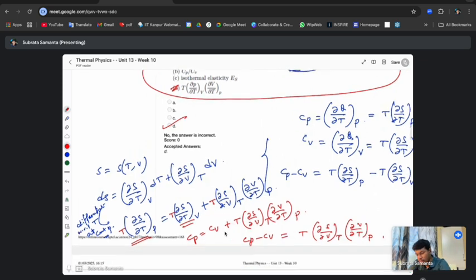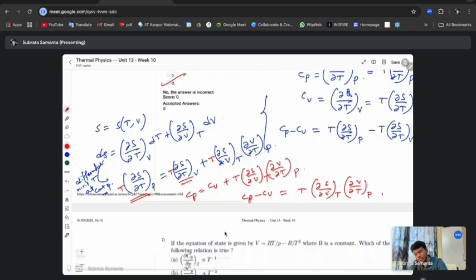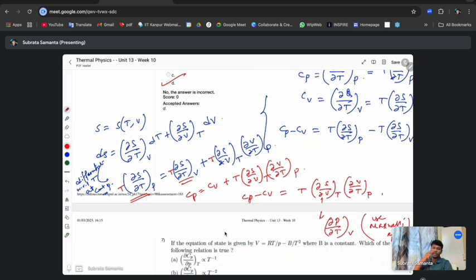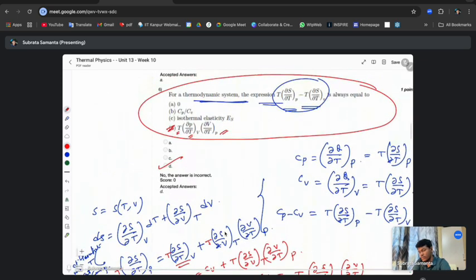How do I know? Because in T ∂V/∂T at P, instead of ∂S/∂V at T, the option has ∂P/∂T at V. This is basically one of the Maxwell equations. So I change this: ∂S/∂V at T is basically ∂P/∂T at V. So if we use Maxwell's equations, we just change this, and now it's consistent. Now it matches.